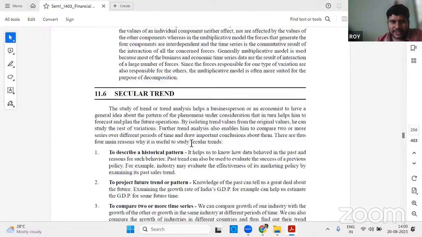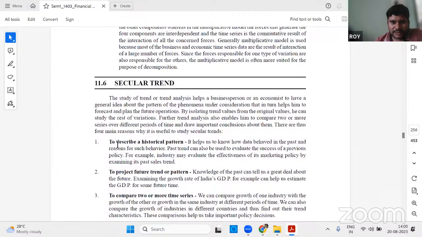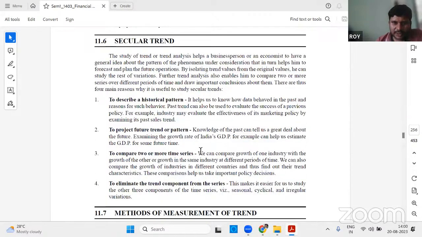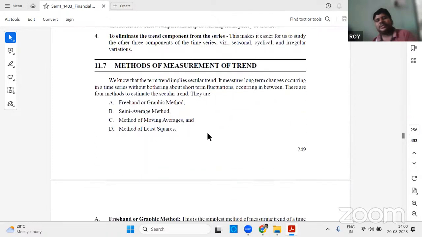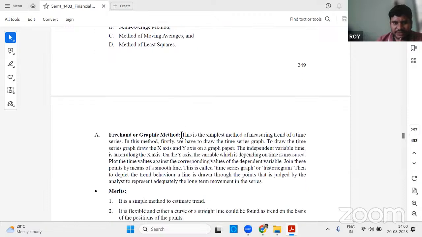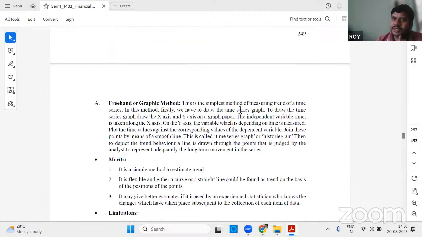Okay, secular trend, historical pattern to project future trend in the pattern, to compare 2 or more things, methods to measure the trend. Okay, let's go into this. Graphical method, semi-average method, moving averages method, method of least squares. Graphic method, the simplest method of measuring trend of a series.